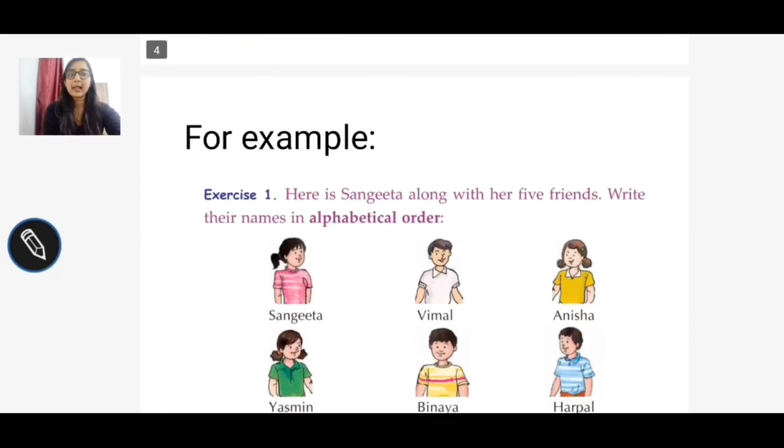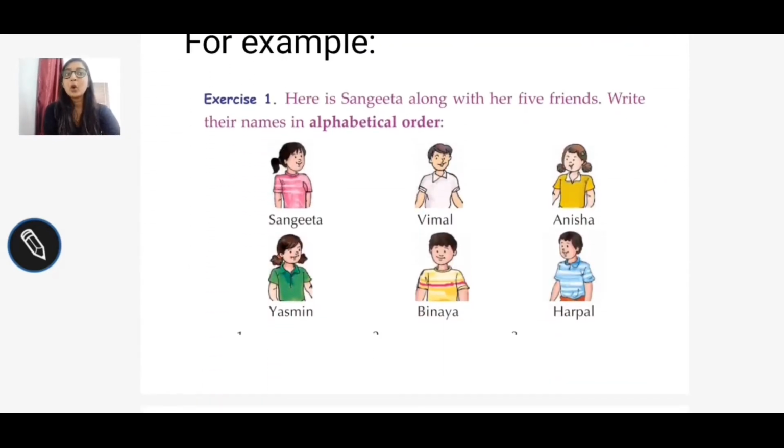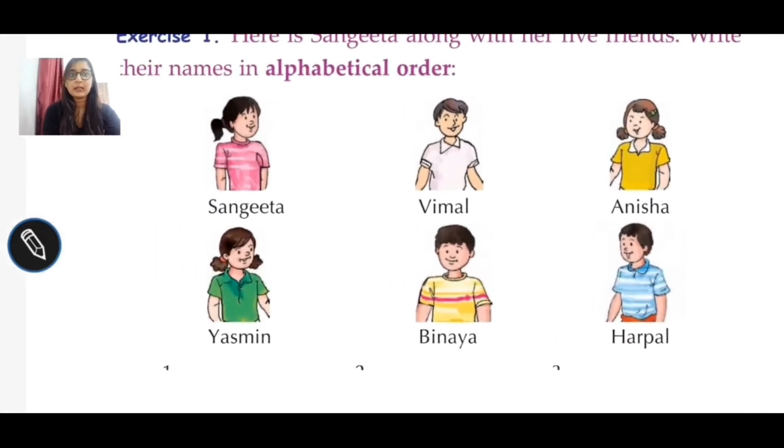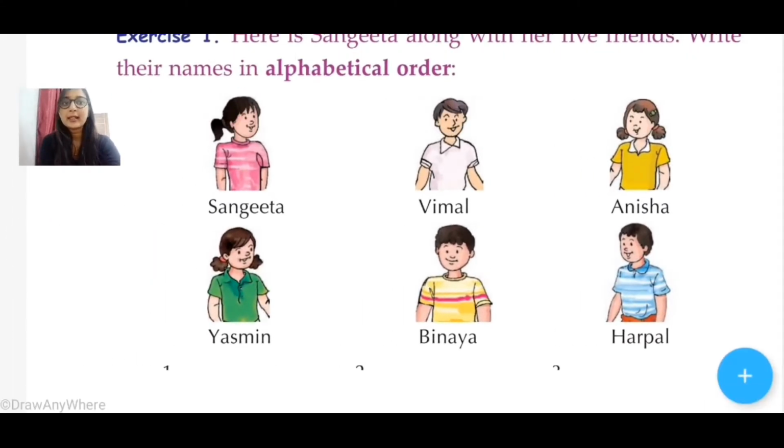So, take an example. Here is Sangeeta along with her 5 friends. Write their names in alphabetical order. You can see that there are 6 names in this slide: Sangeeta, Vimal, Anisha, Yashmi, Binaya, Harpal. We will look at the first letter of these names: S in Sangeeta, V in Vimal, A in Anisha, Y in Yasmin, B in Binaya and H in Harpal.